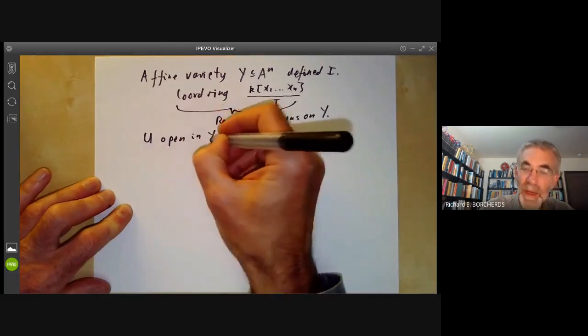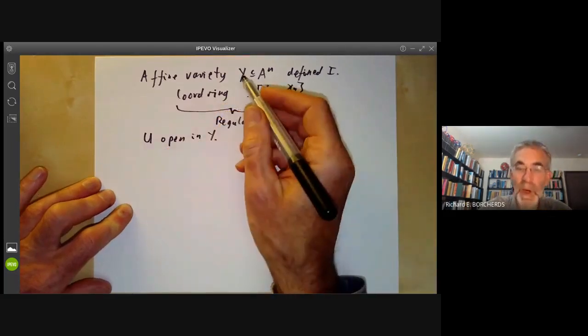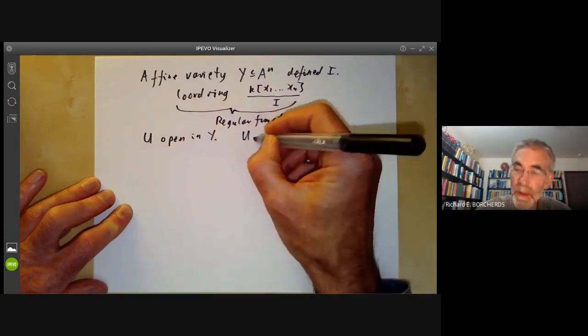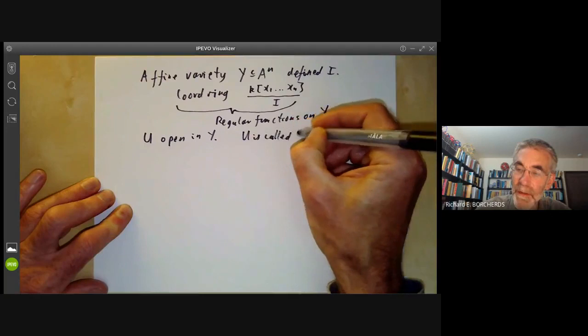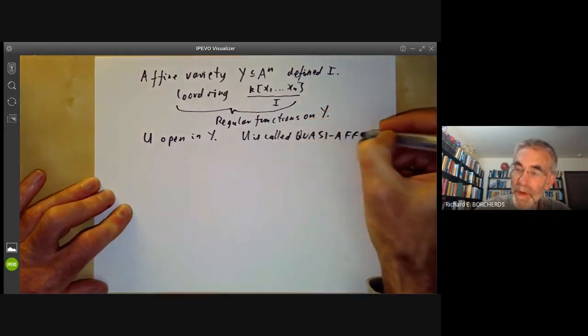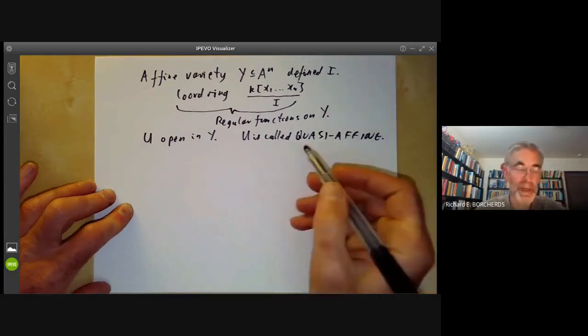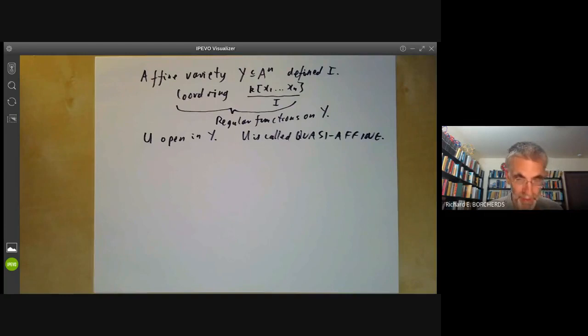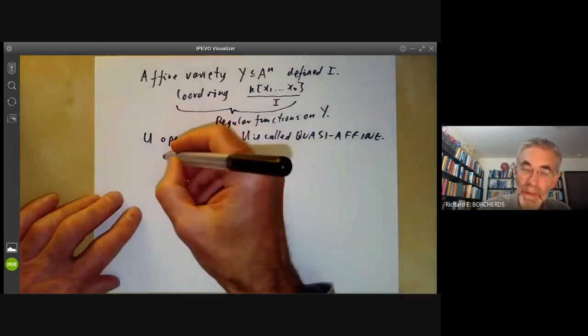of an affine variety Y. So open subsets of affine varieties are called quasi-affine varieties. As I said, quasi is usually a sign that someone messed up the terminology, but anyway. So some examples.